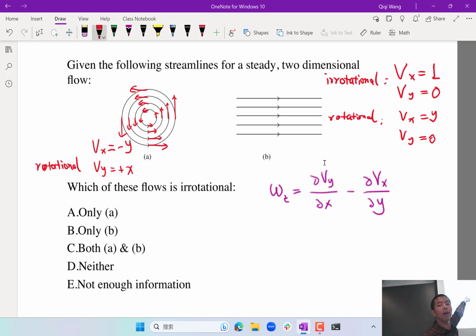What is the omega? It's equal to 2, exactly. So the derivative of Vy with respect to x is equal to 1. The derivative of Vx with respect to y is equal to minus 1. So 1 minus minus 1, you get 2, right? Omega is equal to 2. So now the difficult case is the irrotational.